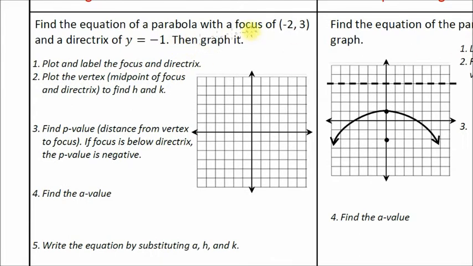Find the equation of a parabola with a focus at -2, 3 and a directrix at y equals -1, then graph it. So our first step here, class, is to plot and label the focus and directrix. So we've got a focus at -2 and +3, and I'm going to label that with an F so we know that's our focus. We've got a directrix at y equals -1. So let's go ahead and draw a line where y is always -1, which is right here. And I'm going to go ahead and make that a dashed line.